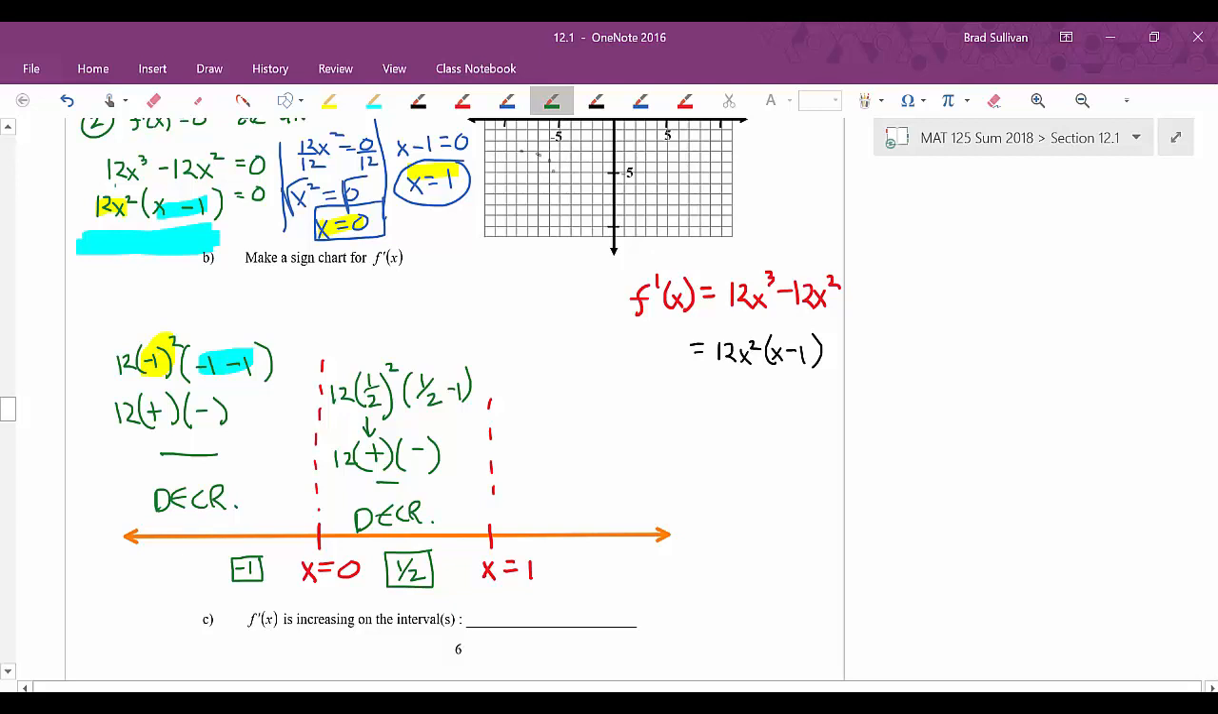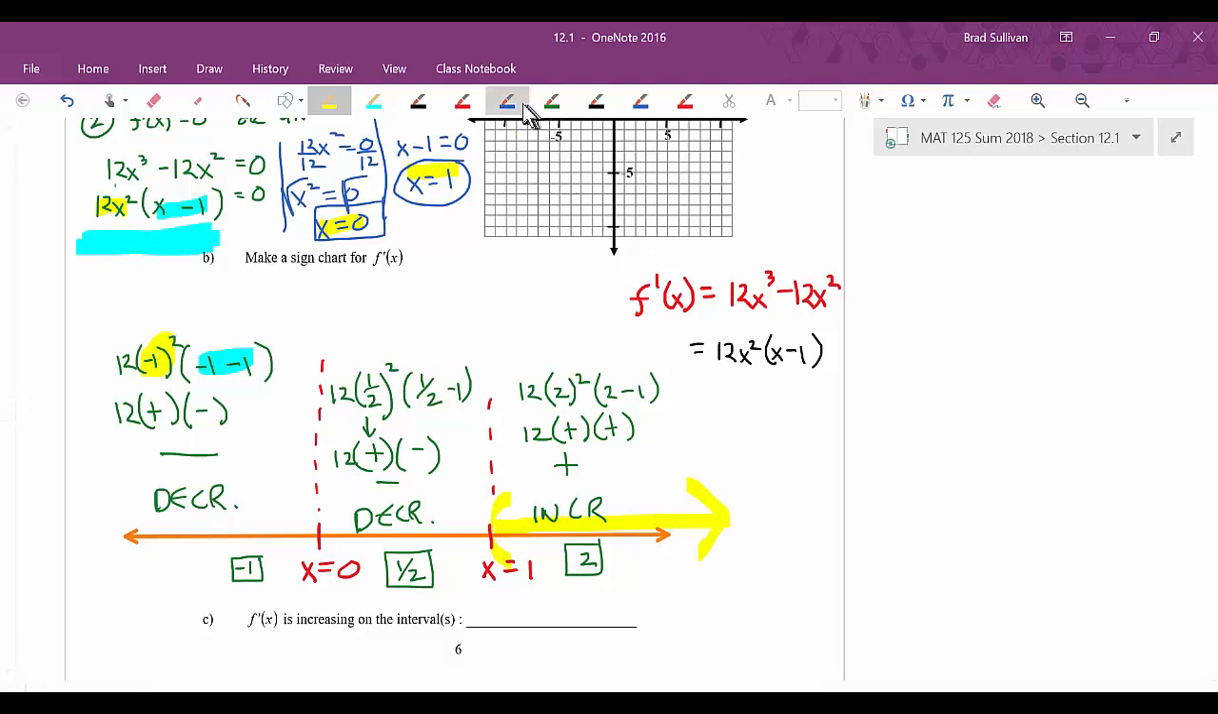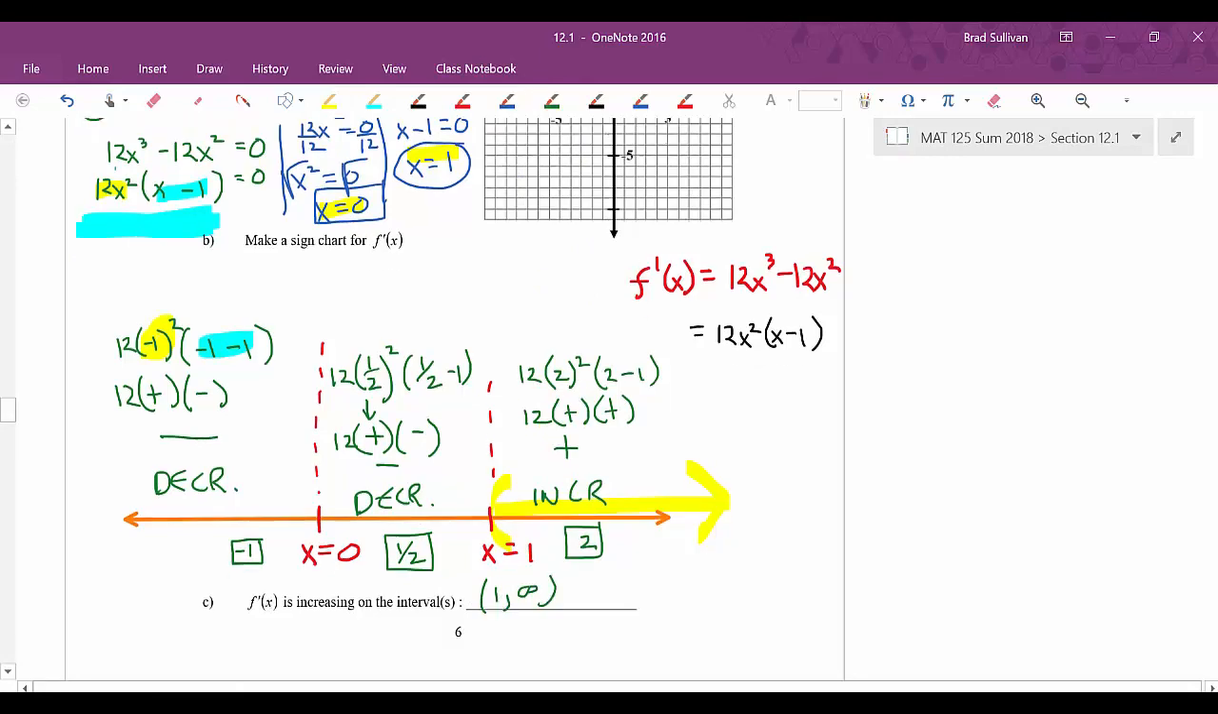Okay. All right, now let's go to the next place. Let's use a number bigger than 1. Keep it simple. Let's use 2. Plug 2 into the derivative. So you have 12 times 2 squared times 2 minus 1. That would just be 12 times a positive times a positive. That's a positive result. That means the function increases. Okay, that's all you do. So this means that the function would increase from 1 to infinity. Okay, that's where the derivative turned out to be positive. So we just say 1 to infinity there.